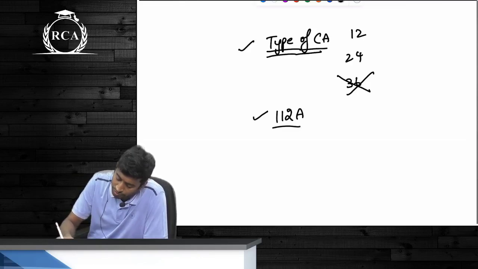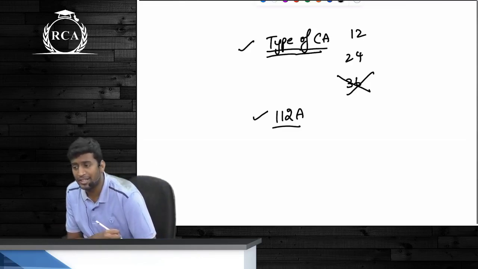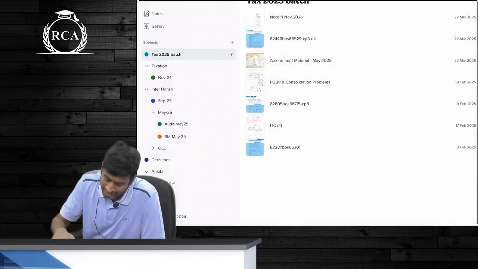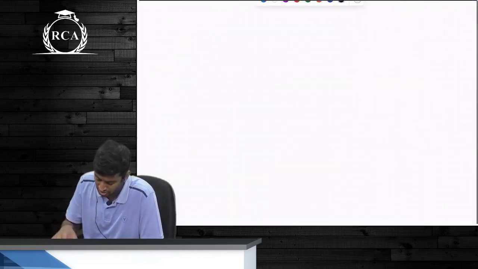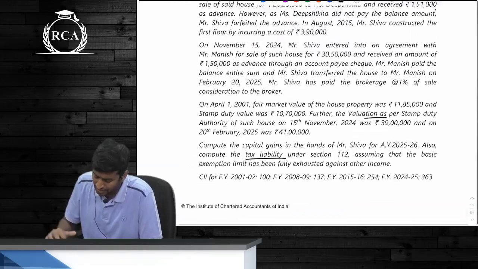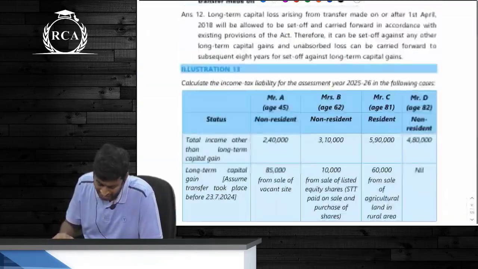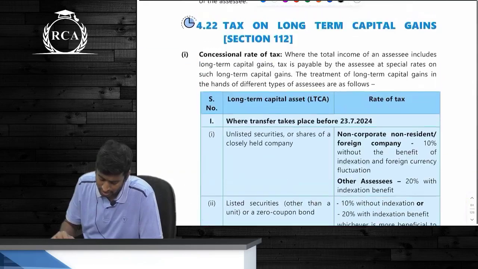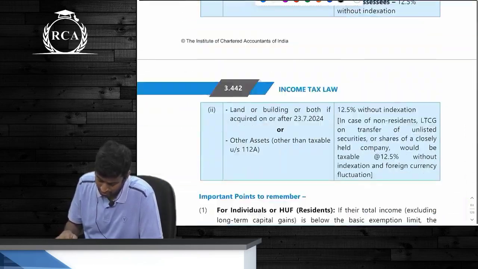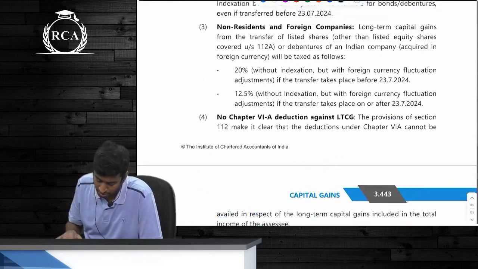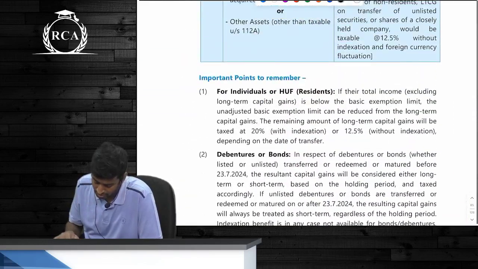The second change: section 112A law. What is that? Good. The exemption limit has been changed from 1 lakh to 1,25,000, and the tax rate changed from 10% to 12.5%.